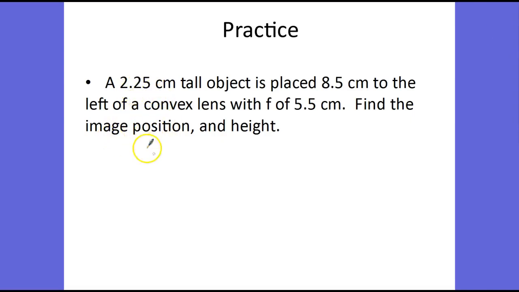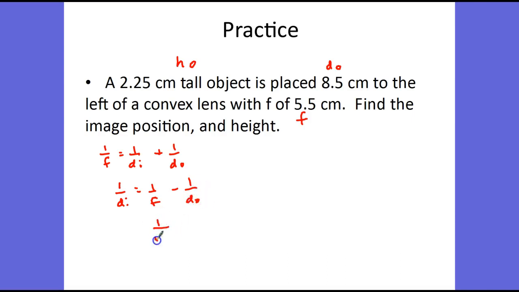So I have a 2.25 centimeter tall object, that's object height, placed 8.5 centimeters to the left of a convex lens, so this is object distance, and the focal length is 5.5. It's a convex lens, so it has a positive focal length. So 1 over f equals 1 over di plus 1 over do. And so 1 over di equals 1 over f minus 1 over do. So that's 1 over 5.5 minus 1 over 8.5. And remember, that's 1 over my image distance.